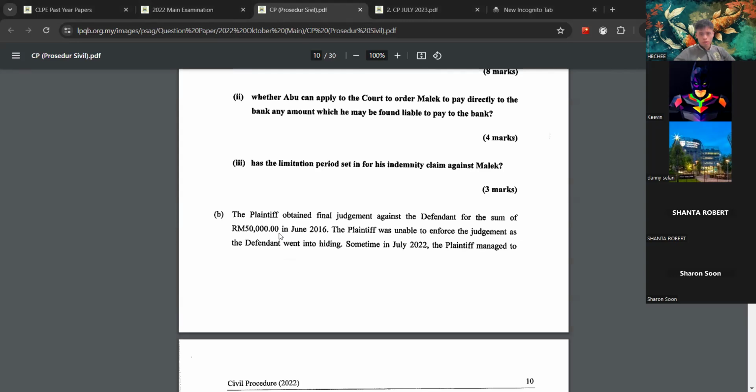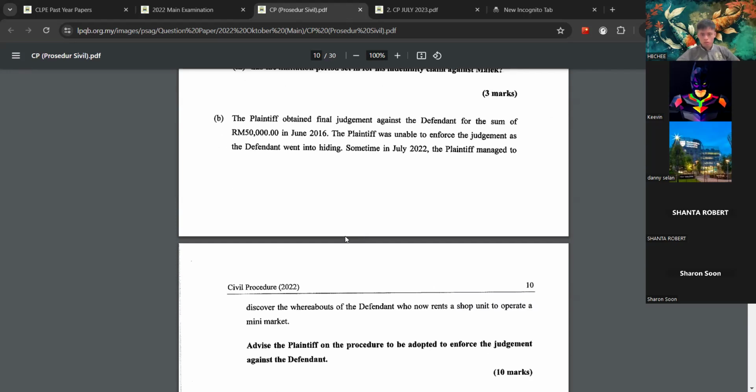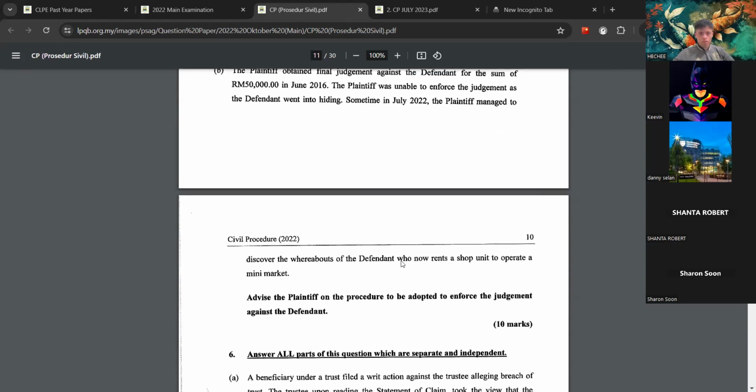Okay, we go to part B. Plaintiff obtained the final judgment against defendant for the sum of 50,000 in June 2016. Plaintiff was unable to enforce the judgment as defendant went into hiding. Sometime in July 2022, plaintiff managed to discover the whereabouts of the defendant, who now rents a shop unit to operate a mini market. Advise the plaintiff on the procedure to be adopted to enforce the judgment. I guess this one you all might know how to structure your answer already, right? Can you all share in the group chat?